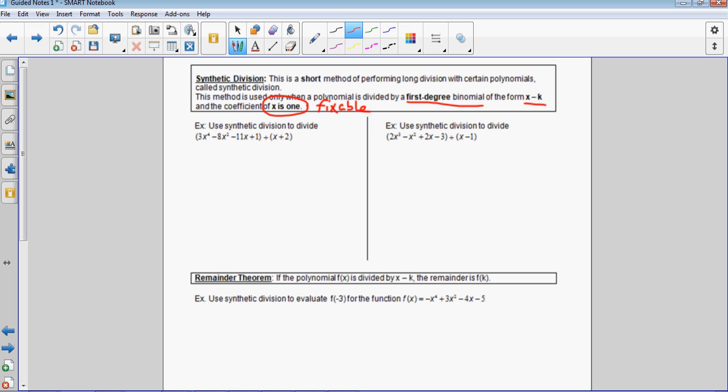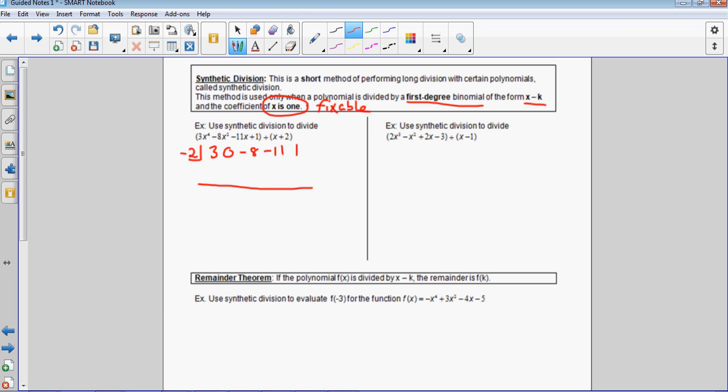Okay, so in synthetic division, you're going to take the zero of x plus 2, which is negative 2, and you put that in the box, and then you put the coefficients of your dividend. So let's see, we need 3. And we don't have an x cubed, so that would be a 0, negative 8, negative 11, and 1.